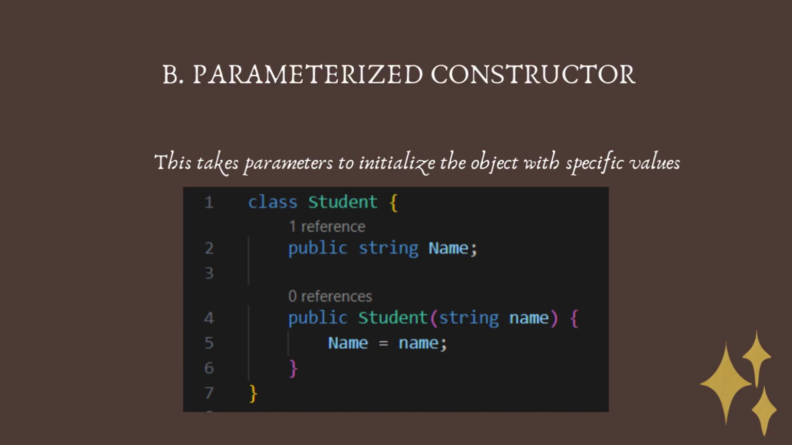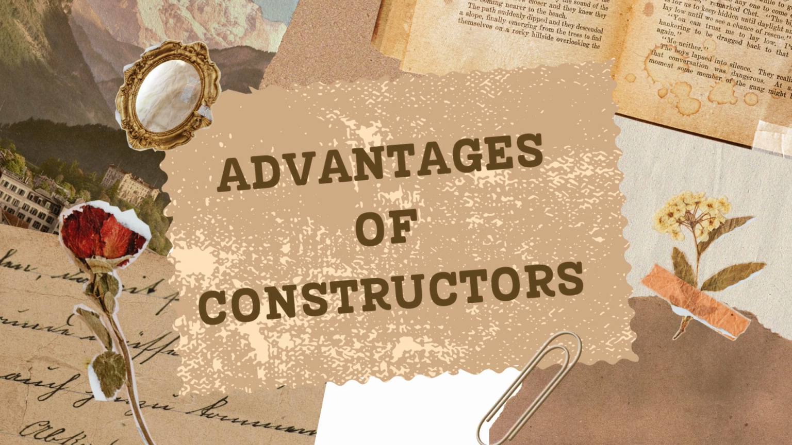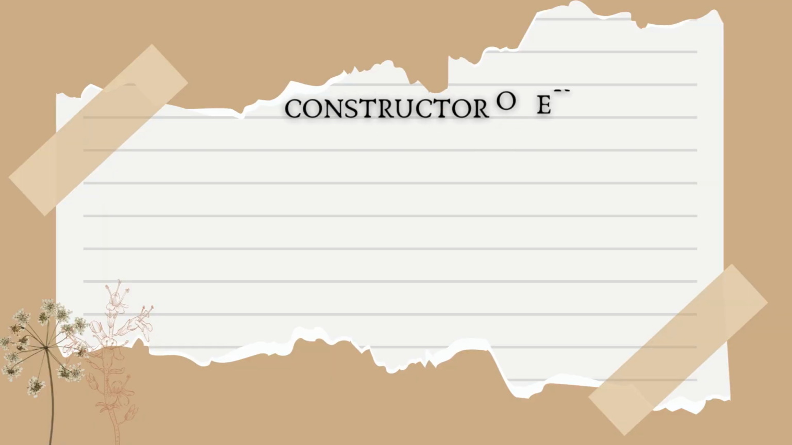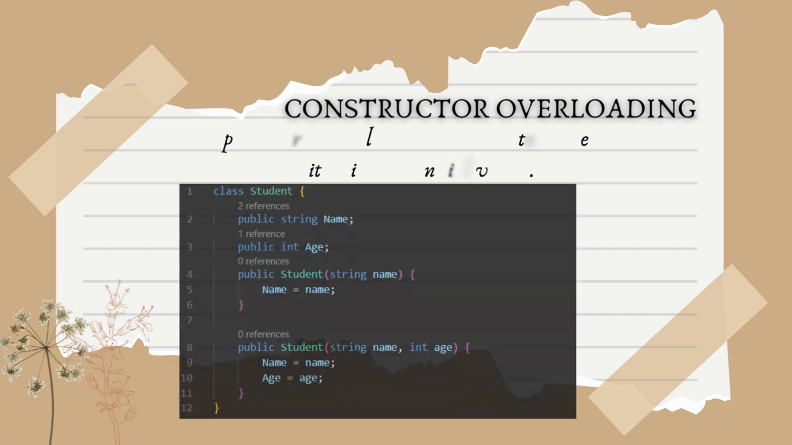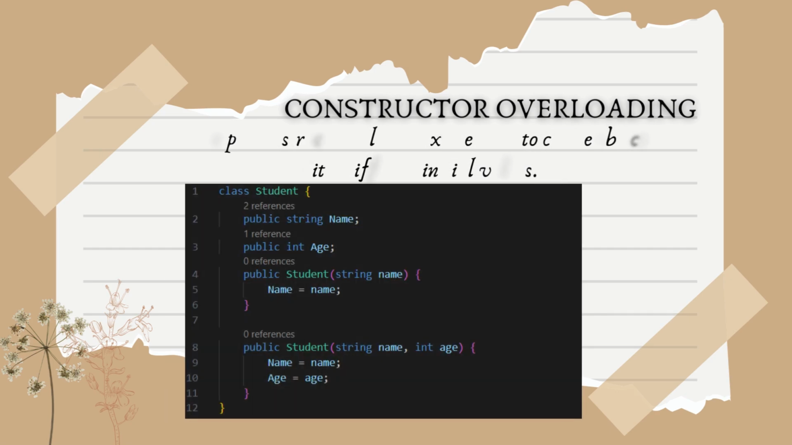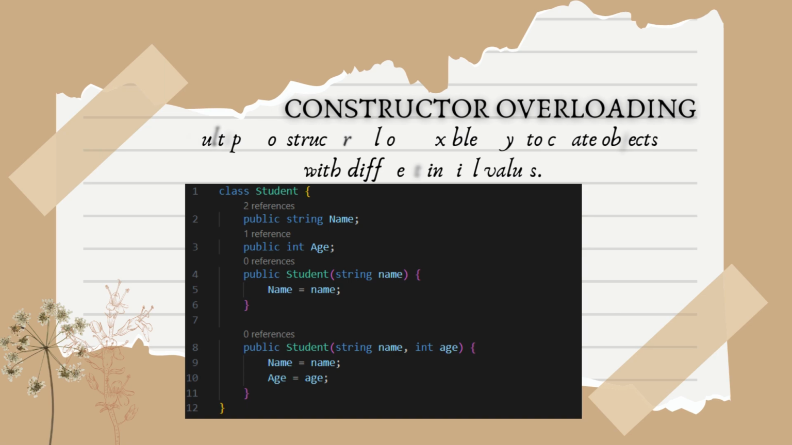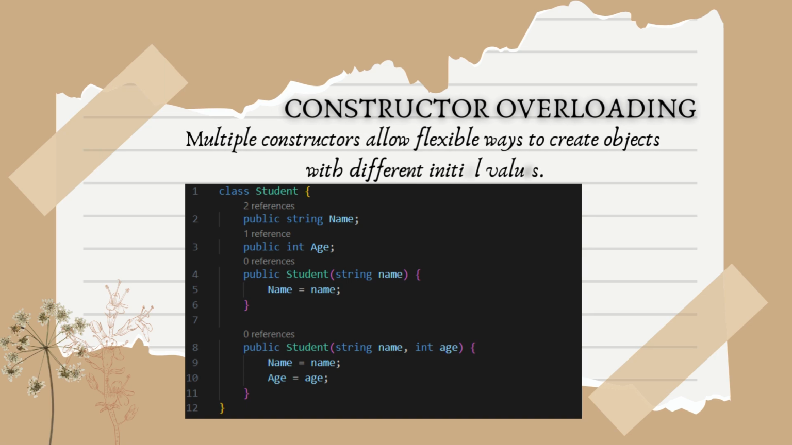Next part of this video is advantages of constructors. So let's dive deep into it. The first advantage is constructor overloading. Multiple constructors allow flexible ways to create objects so that the objects can initialize with different values. In this example, we have two constructors with different parameters.